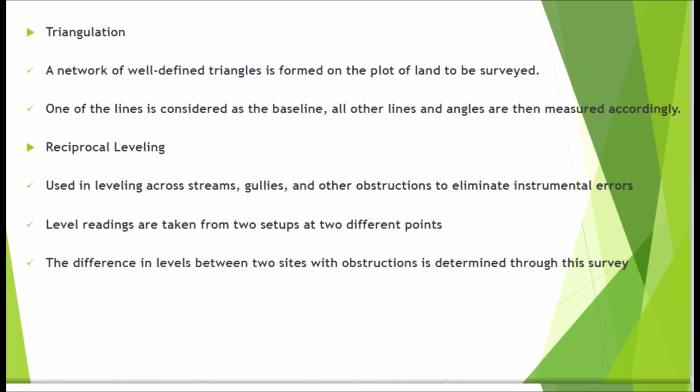Astronomical surveying. The meridian, azimuth, latitude, longitude, etc. of the plot to be surveyed is determined with the help of celestial bodies. Photographic surveying. Maps are prepared from photographs taken from suitable camera stations. The stations can be even airplanes.